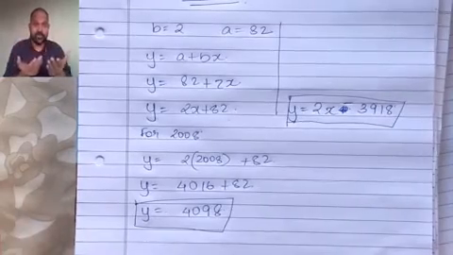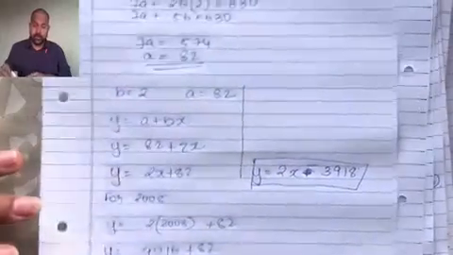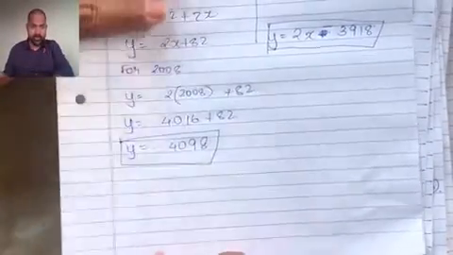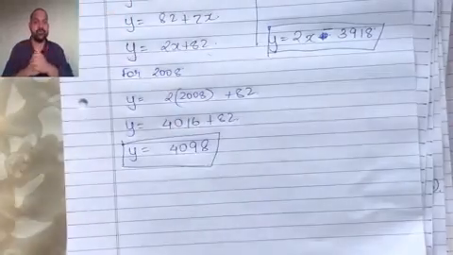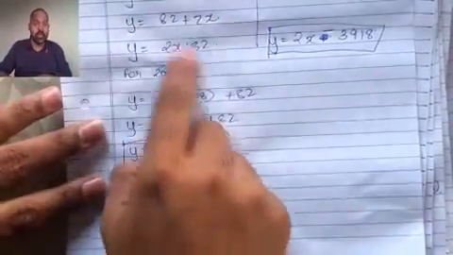Listen to yourself. This sounds so stupid. Up till the year 2007, the demand was 92. And then in the year 2008, the demand became 4098. There's something terribly wrong. You know what is wrong? Your substitution of 2008 is wrong.